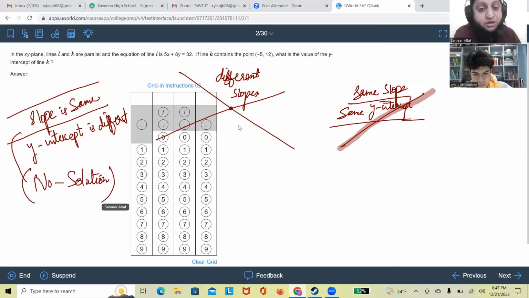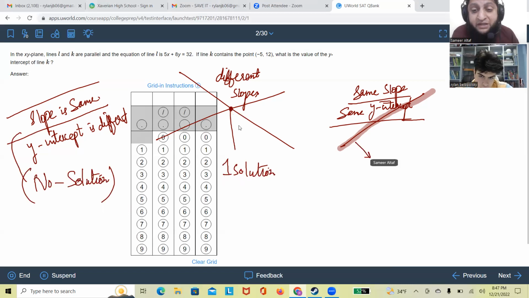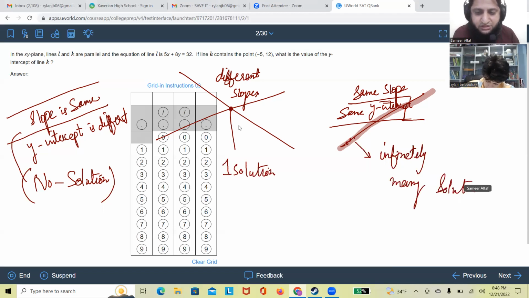When the two lines are crossing each other, they are having one solution, where they are crossing, this point. And when the two lines are on each other, overlapping, doesn't that mean they're having infinitely many solutions because they are touching each other at every point? Infinitely many solutions. Is that okay till now? Yeah. Now let us read the question.